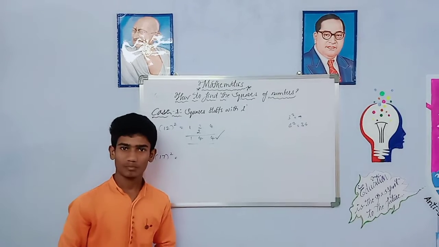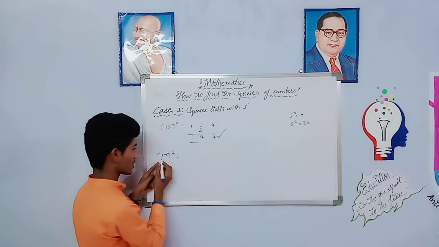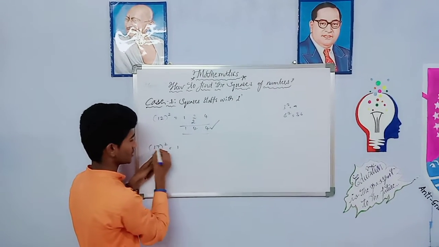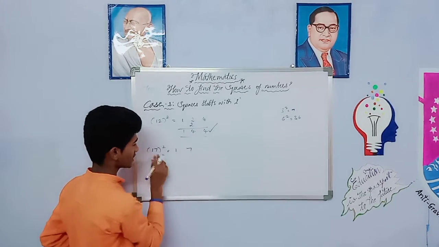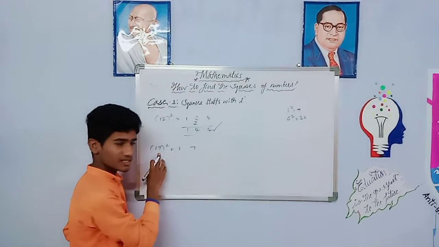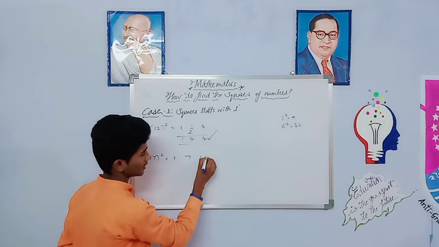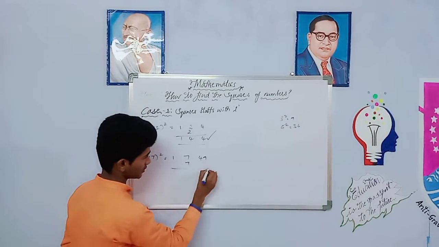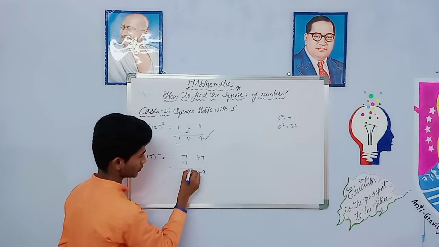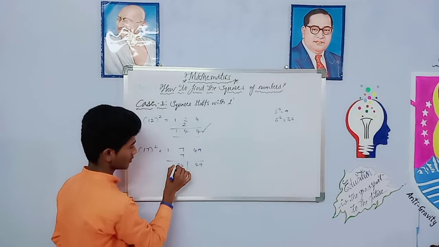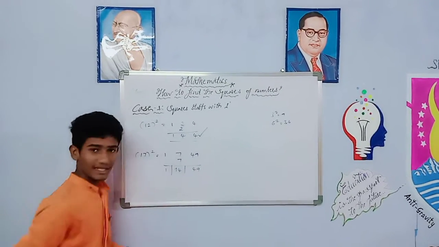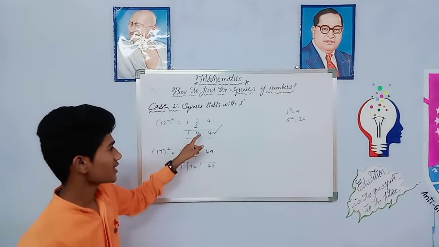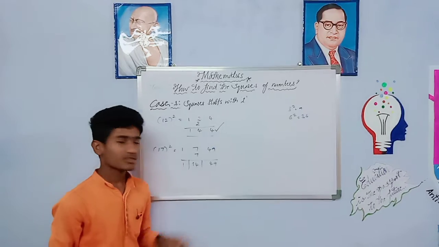Another example, 17 square. This is also starting with 1. So write here 1. Next, what is the digit? 7. In the ones place, digit 7 is there. So square it. 7 square equals 49. In the middle you have to add the same digit. 7 plus 7, 14. In the first case we got only one digit, so that was our final answer.